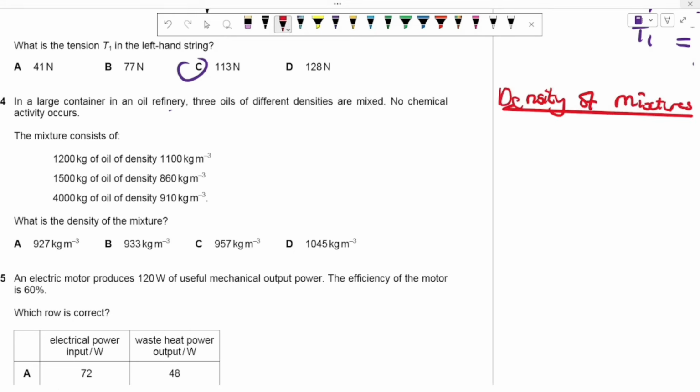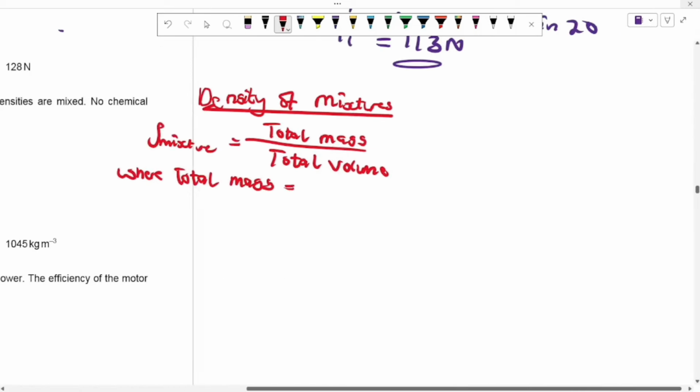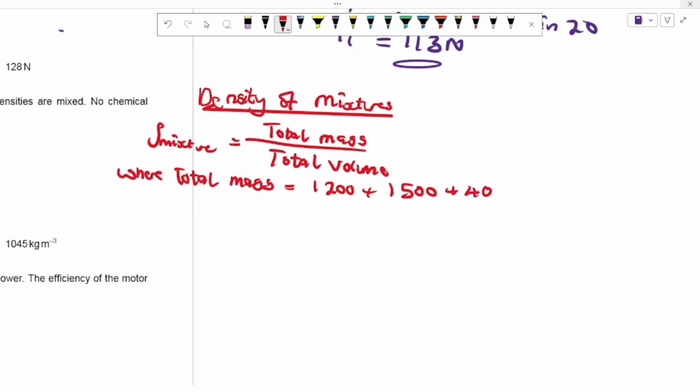Okay, so the density of a mixture is going to be equal to your total mass divided by your total volume. How much total mass do you have? In this case, our total mass is going to be equal to 1,200 plus 1,500 plus 4,000. So that's just going to be equal to 6,700.